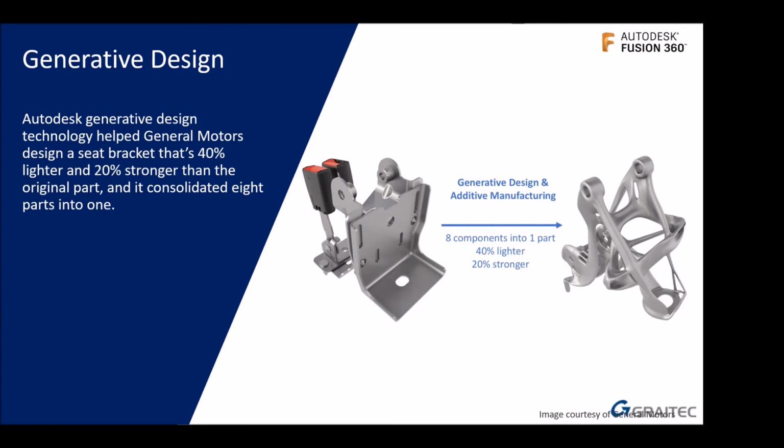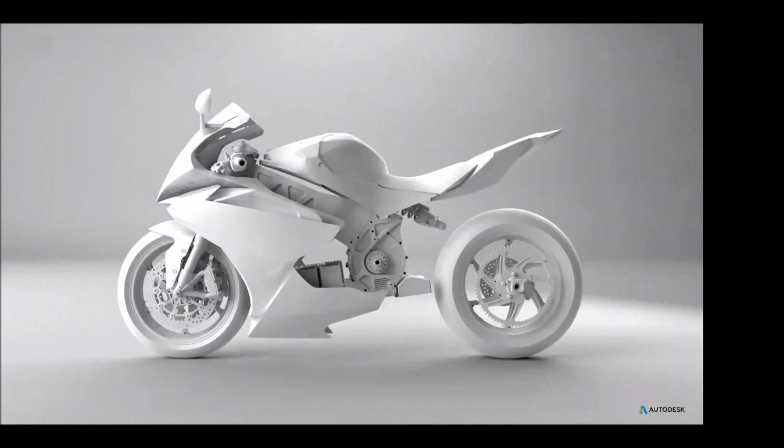So there's a nice case study from General Motors. You can see where they've taken the seatbelt bracket from 8 components and they've consolidated it down to 1, where it's 40% lighter and 20% stronger. Generative design looks like this.